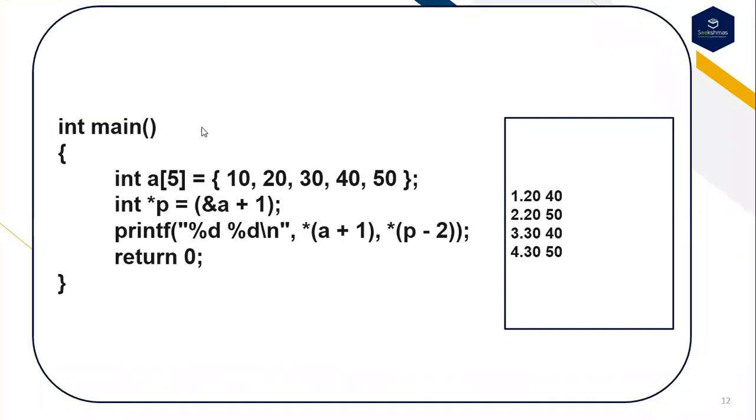This is the fourth question, guys. int main, int a[5] is equal to, I have performed the initialization, 10, 20, 30, 40, 50. int *p is equal to &a plus 1, and printf of "%d %d", *(a plus 1), comma *(p minus 2). Predict the output of this code. These are all the following options.